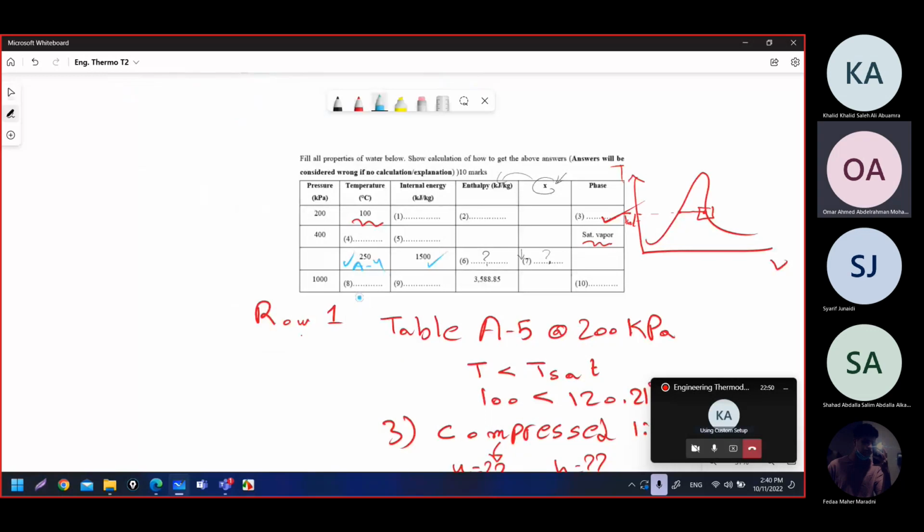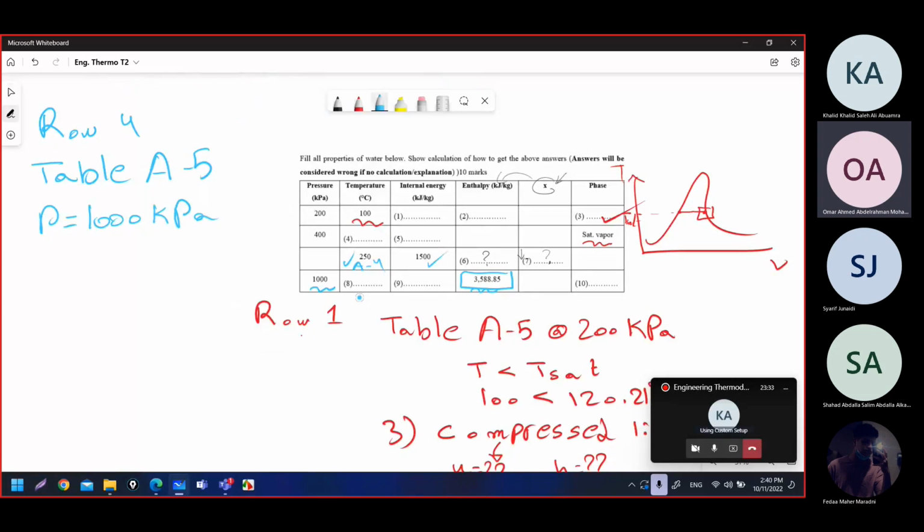In row number 4, I have the pressure, so I will use table A5 because I have the pressure. The pressure is equal to 1000 kilopascal, and I'm also given the enthalpy. I need to find the temperature, internal energy and the phase description. To find these, I have to compare my enthalpy to HG and HF, and find out if it is superheated, a saturated mixture, or compressed liquid.